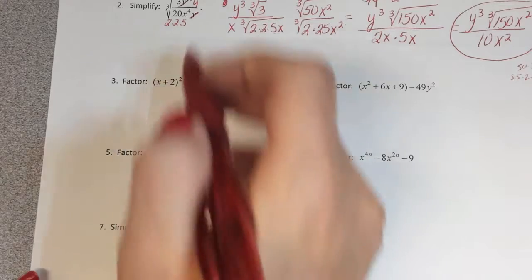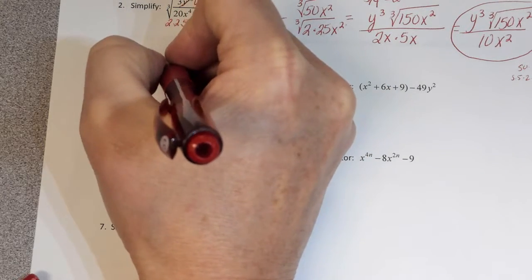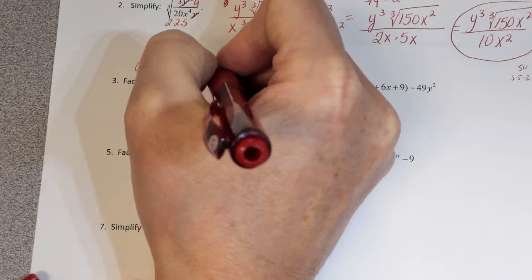Okay, for these problems, we have to understand that a squared minus b squared is always going to be a minus b times a plus b.